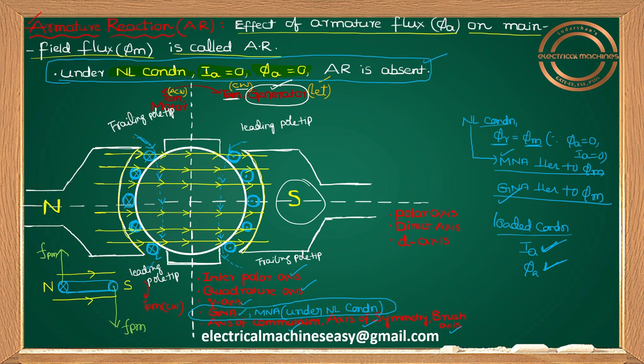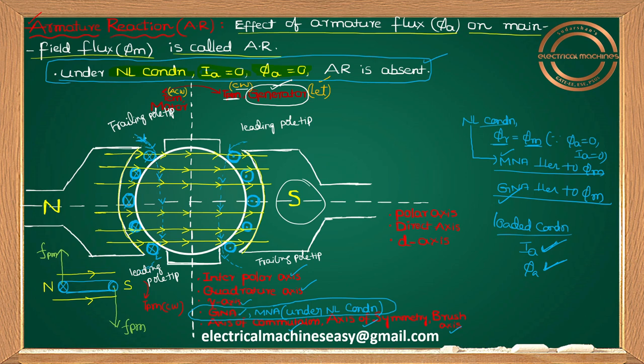I'm asking the direction of your yellow color flux lines and the direction of your blue color flux, nothing but the direction of main flux and the direction of armature flux. They are in the same direction. Do you agree or not? If you take the tangential motion of this phi a, and phi m is from left to right, it is almost all left to right. I'll show you another portion for your understanding. See this one, left to right. Almost all this phi a is from left to right. Your phi m is also from left to right.